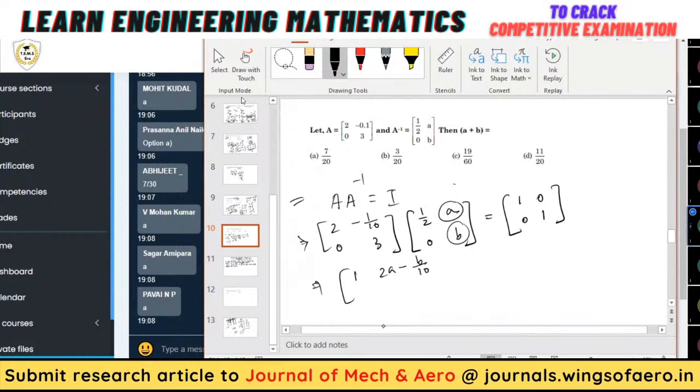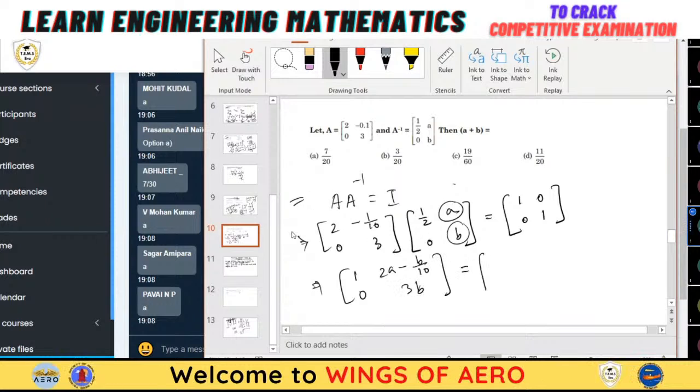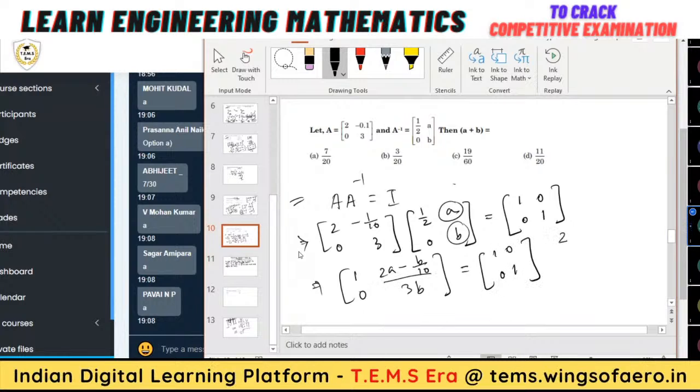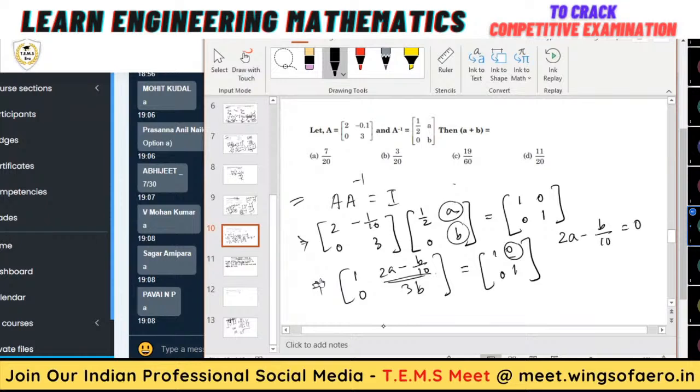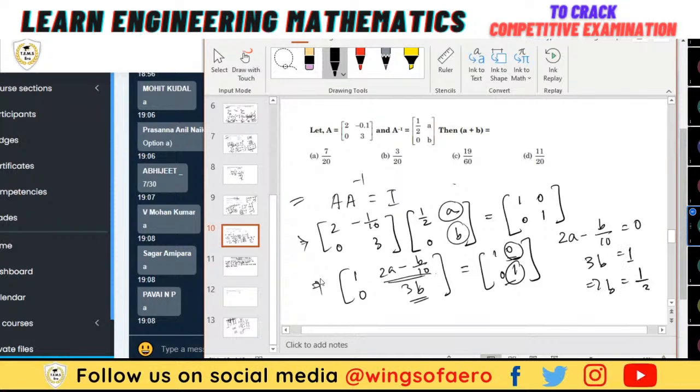Yes, and it is 0. It is 0, 3B. Okay. So this is equal to 1 0 0 1. So two equations we are getting. 2A minus B by 10 is equal to 0. This is equal to this one, and this is equal to this one. And 3B is equal to 1. So B is equal to 1 by 3.